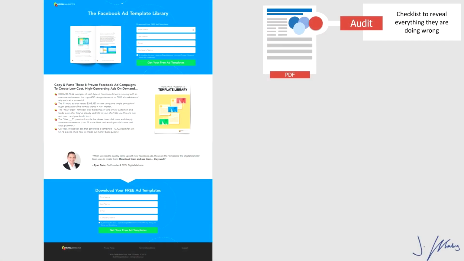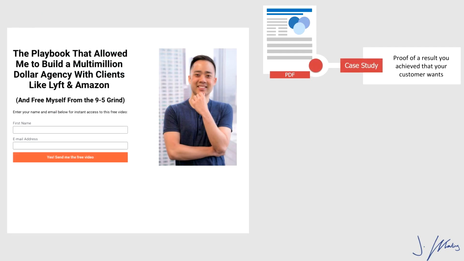Now, the first example we have here is from Digital Marketer, and it's the Facebook ad template library. While this isn't exactly an audit, really the library is designed to help someone see what they're doing wrong with their current Facebook ads. So if you want to do a template library or not be an exact click-by-click checklist, this is something that you can use.